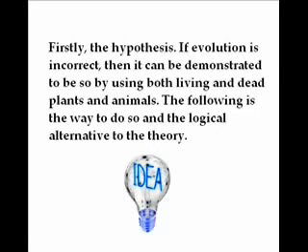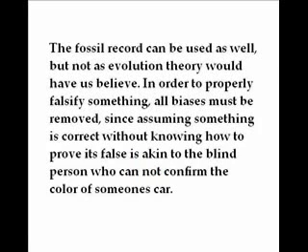Firstly, the hypothesis. If evolution is incorrect, then it can be demonstrated to be so by using both living and dead plants and animals. The following is the way to do so and the logical alternative to the theory. The fossil record can be used as well, but not as evolution theory would have us believe. In order to properly falsify something, all biases must be removed.